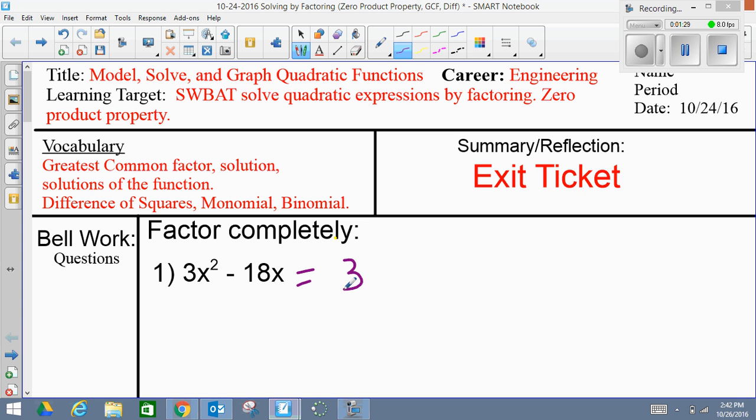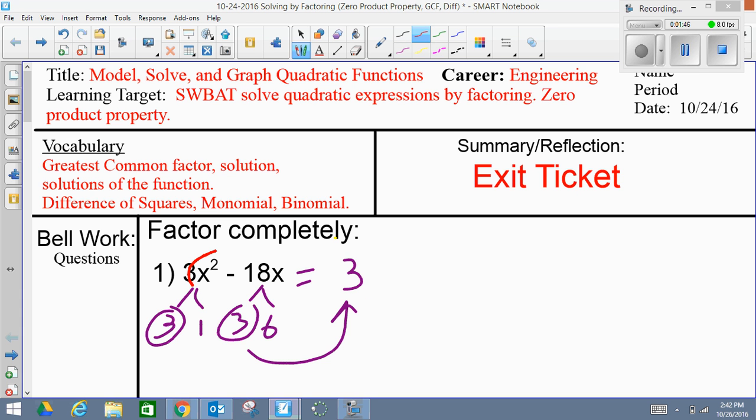Now let me just write it down just in case. So 3 is the same as 3 times 1, and 18 is the same as 3 times 6. So as you can see, we have a common factor of 3. Then I check the variables to see if the variable is a common factor. Yes, it is. So I choose the one with the lowest exponent. So it's going to be my 3x. After that is a matter of just opening my parentheses and start dividing.